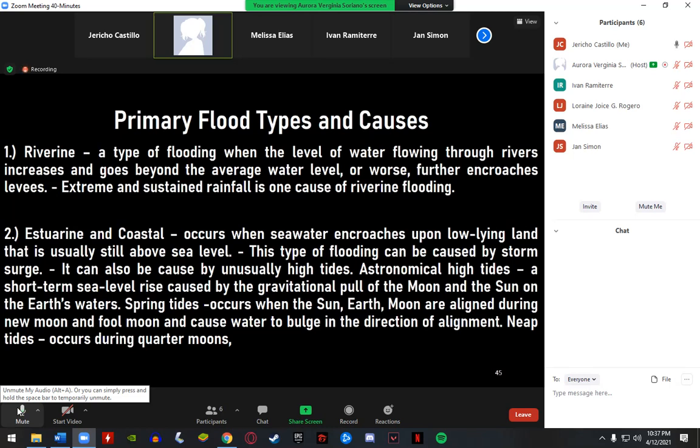Spring tides occur when the sun, earth, and moon are aligned during new moon and full moon and cause water to bulge in the direction of alignment. Neap tides occur during quarter moons.